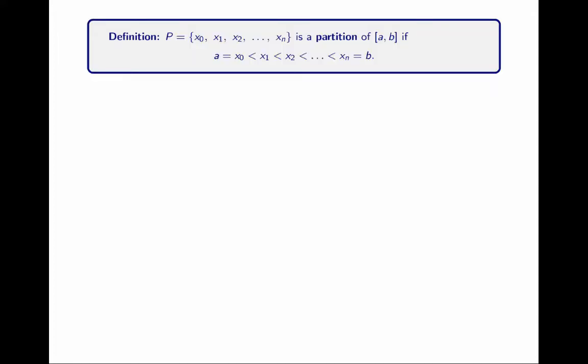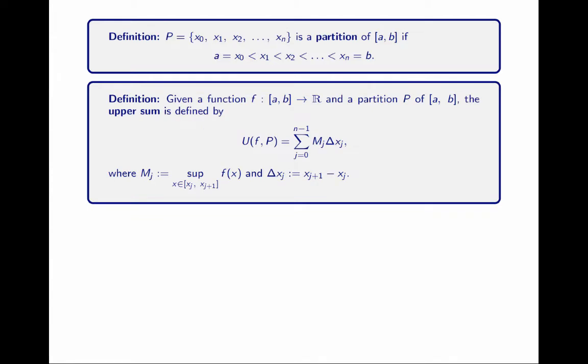And just so I can introduce a little bit of shorthand and a reminder so that we have all the definitions on the same page, a partition of the interval a to b is an increasing set of points where the first point is a and the last point is b. The upper sum is the sum of rectangular areas where the width of each rectangle is the width of a subinterval, and the height is the supremum of f on that subinterval.